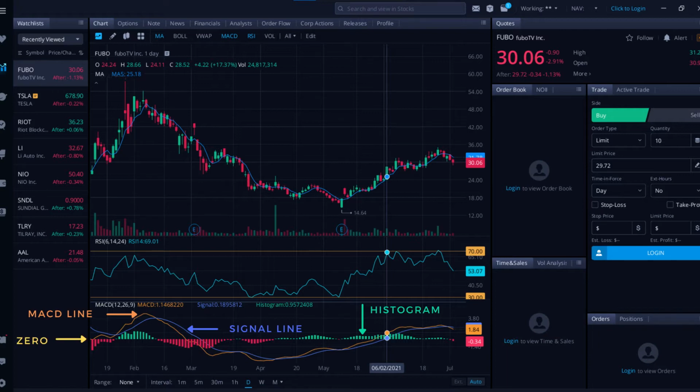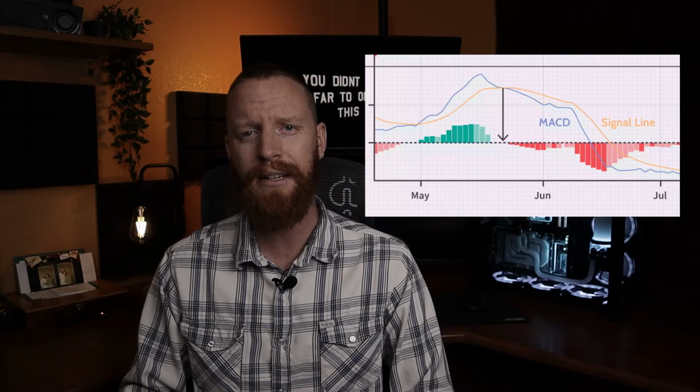When the MACD and signal line cross, it can be an indication that the stock price may be about to change direction. If the MACD crosses above the signal line like this, it can be an indication of an upswing, meaning you should buy. When the MACD crosses below the signal line like this, it can be an indication of a downtrend incoming, meaning you should sell to capture your profit.